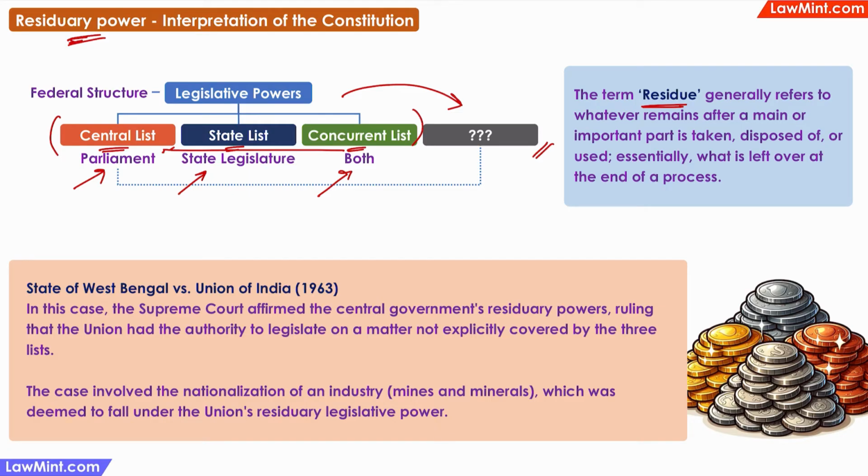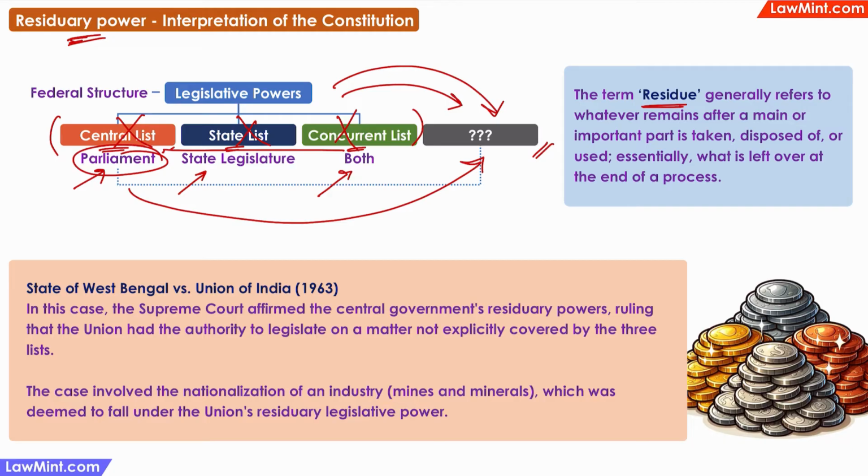So, this is not a group by inclusion. This is a group by exclusion. That is, if a subject is excluded from the three lists, then it can be considered to be a residuary subject, and we can say that it is on the residuary list. The residuary power essentially means that the Parliament has the power to make the laws on these residuary or remaining subjects.